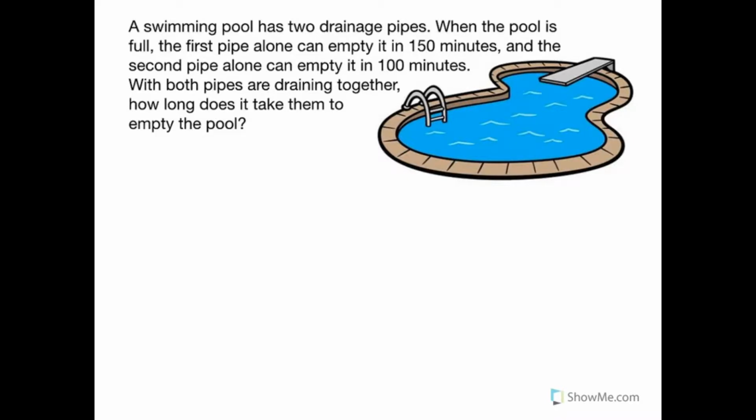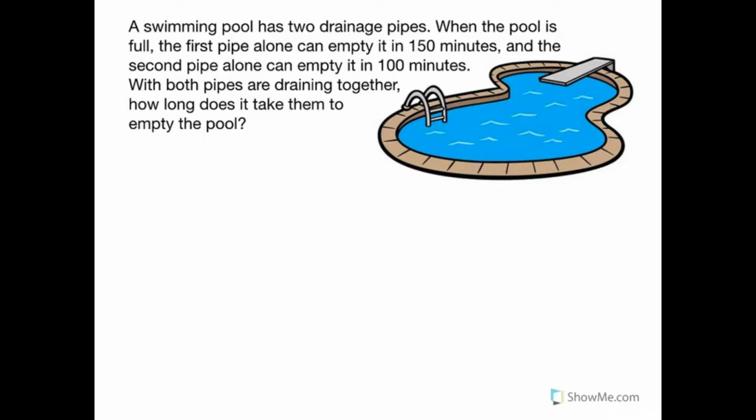A swimming pool has two drainage pipes. When the pool is full, the first pipe alone can empty it in 150 minutes, and the second pipe alone can empty it in 100 minutes. Both pipes are draining together. That's the shared work. How long does it take them to empty the pool?